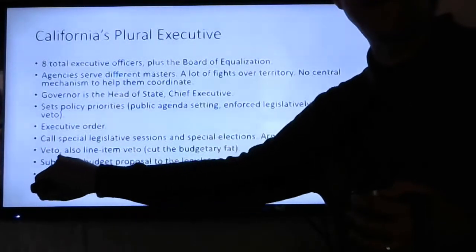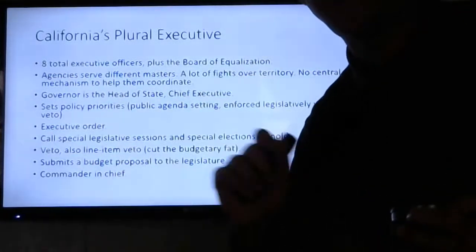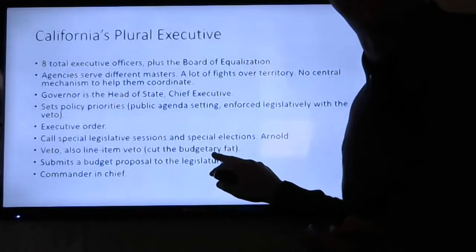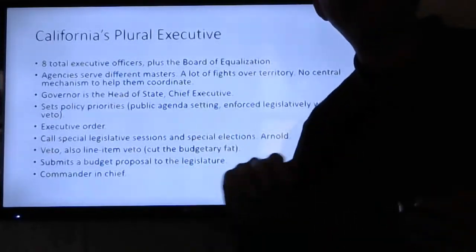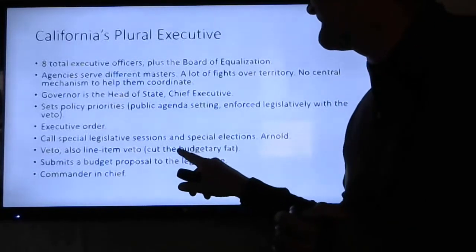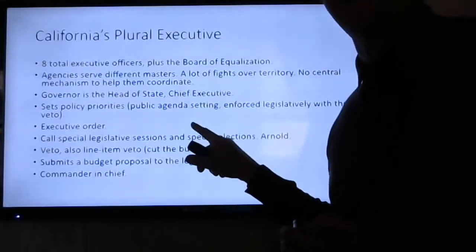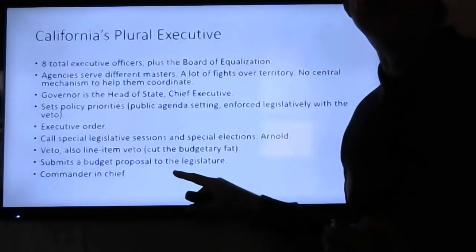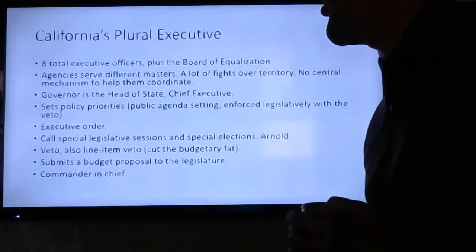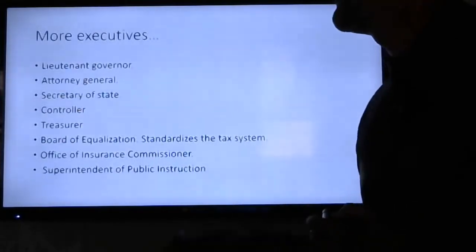In California, we also have the line item veto, which allows the governor to only veto parts of a bill, especially budgetary fat. Like if he thinks some spending is just unnecessary, he can cut it. He has to be careful about doing that, though, because if he starts line item vetoing things and the legislature doesn't like it, they'll just stop passing him stuff to veto and then nothing will get done, right? He also submits the budget proposal, and he's the commander-in-chief as well, of the National Guard.